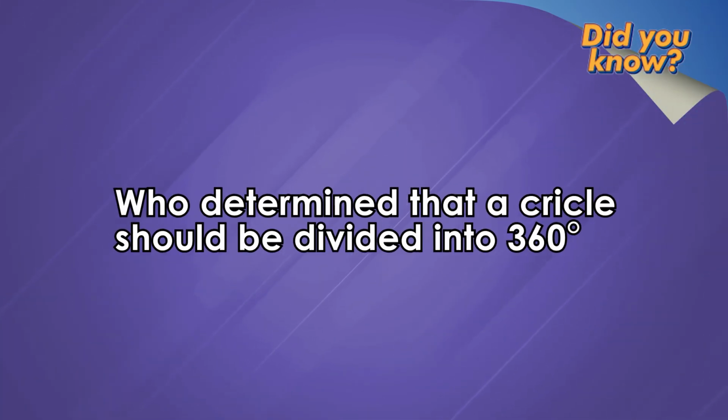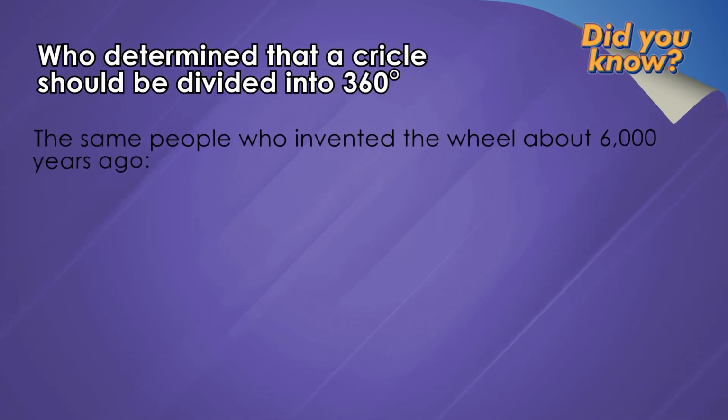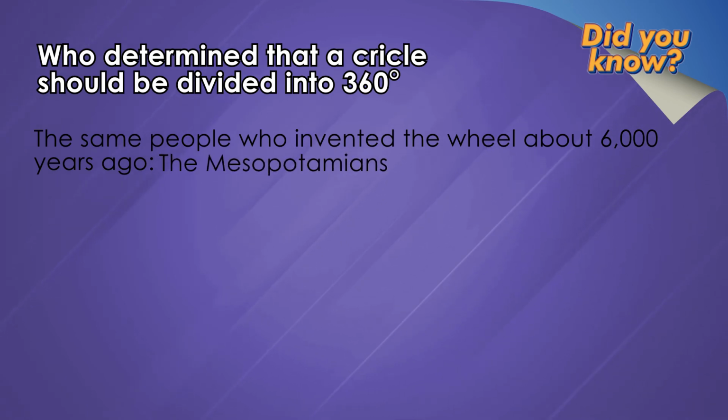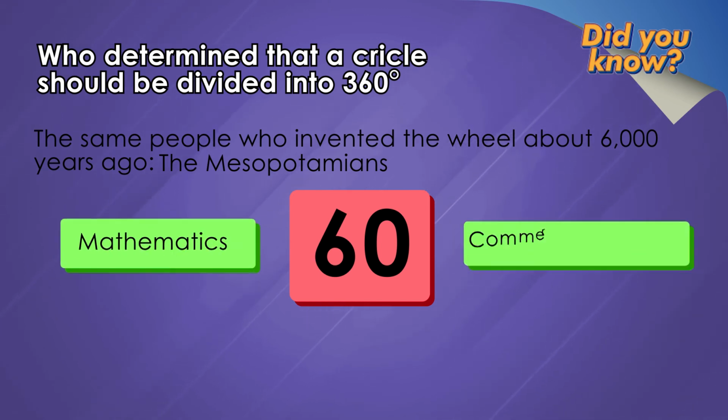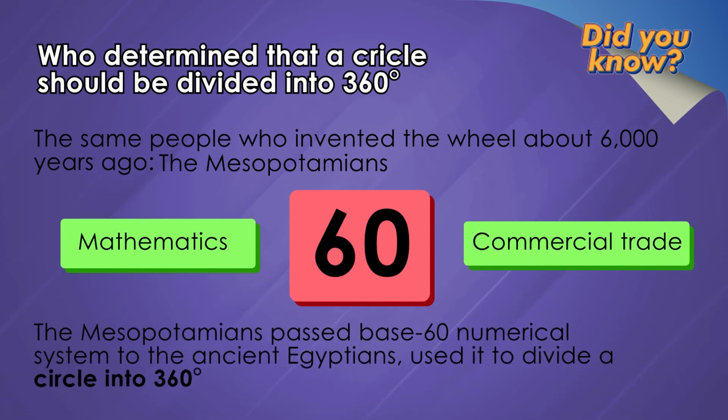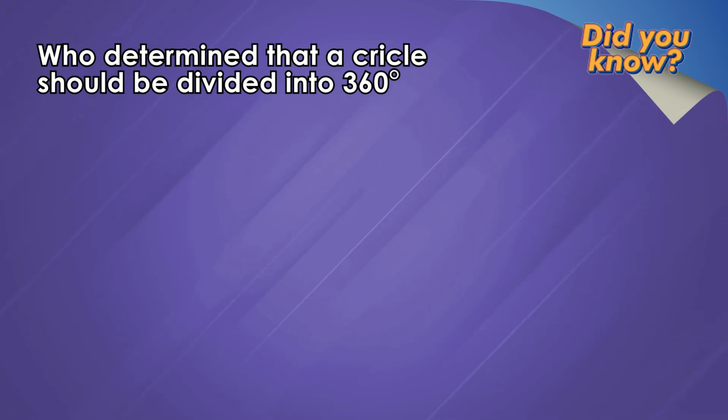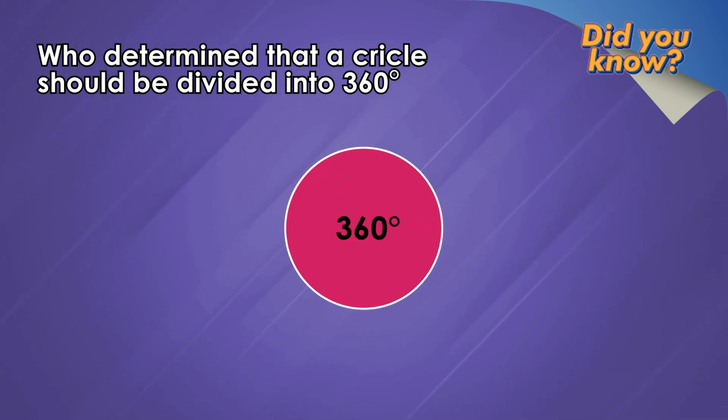Who determined that a circle should be divided into 360 degrees? The same people who invented the wheel about 6,000 years ago, the Mesopotamians, who loved the number 60. It is a useful and easily divisible number, which made it ideal for both early mathematics and commercial trade. The Mesopotamians passed the base 60 numerical system to the ancient Egyptians, who used it to divide a circle into 360 degrees. The 360-degree circle worked out great.